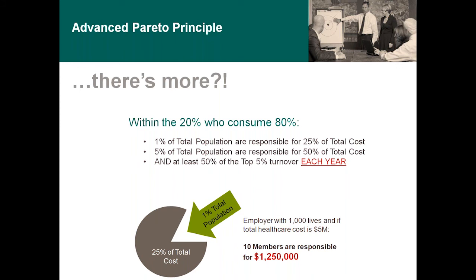The other interesting statistic that we see happen over and over is when you look at the top 5% of claimants that drive half of total cost in any given year, half of those people who are joining that club that year weren't high flyers the year before, which means there's turnover. What turnover means is that when one large claimant goes away, there's another one ready to take their place.